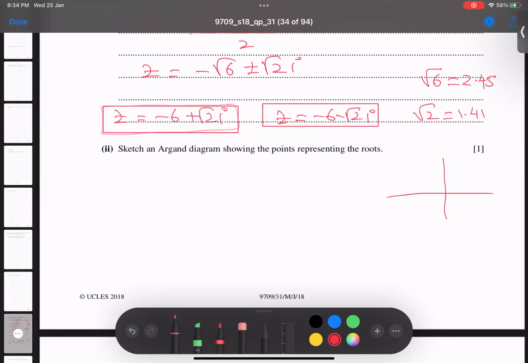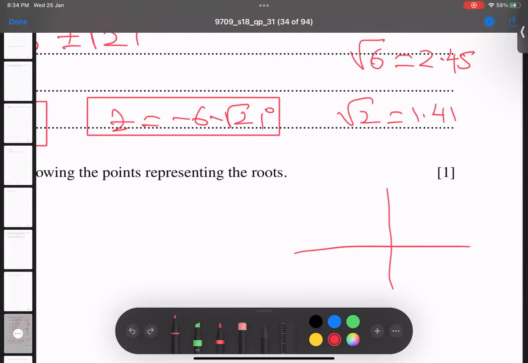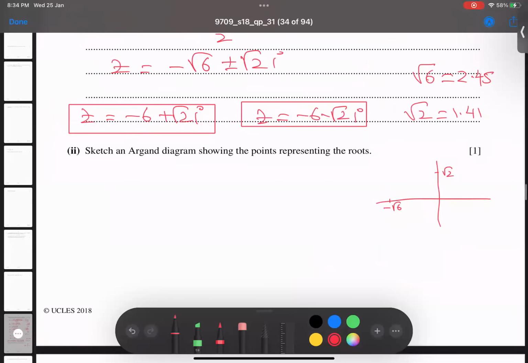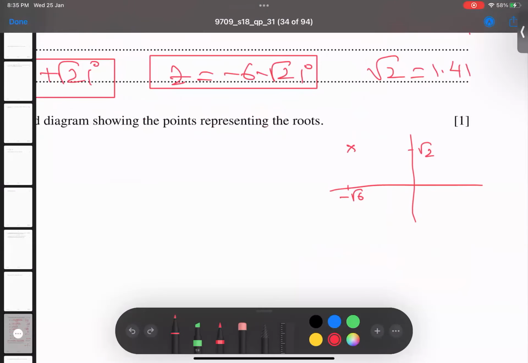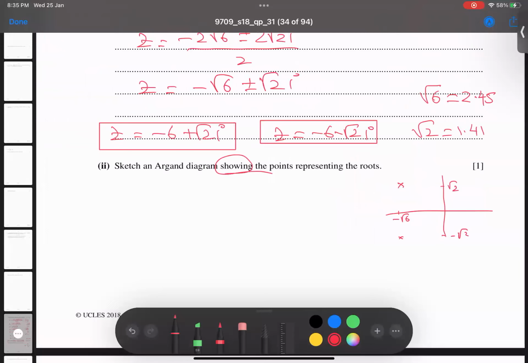Now have a look here. What is this one? Negative root 6, and this is a positive iota. So approximately, this is negative root 6, and this is, let's say, root of positive 2. So this point is coming somewhere here, approximately. Where is this other point? Naturally, the real part is negative, but the other part is negative too, which means down here. So we're getting 2 points, just showing the points, and that's it.